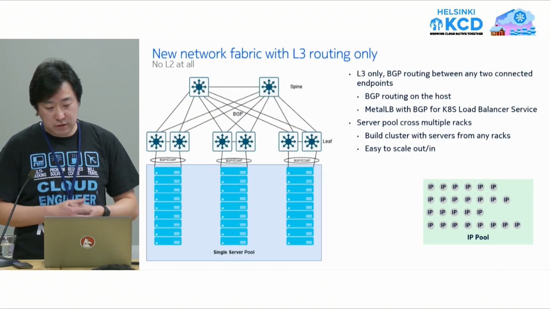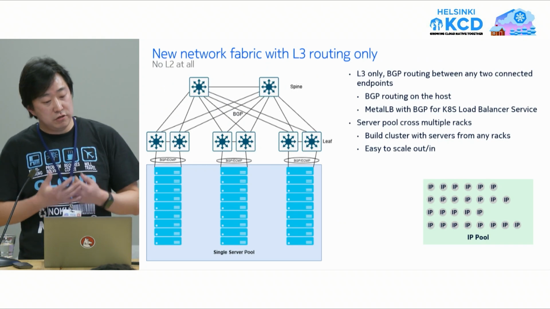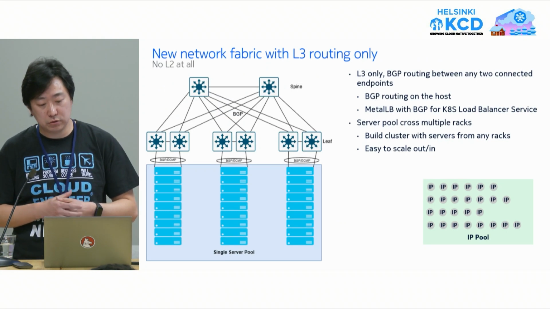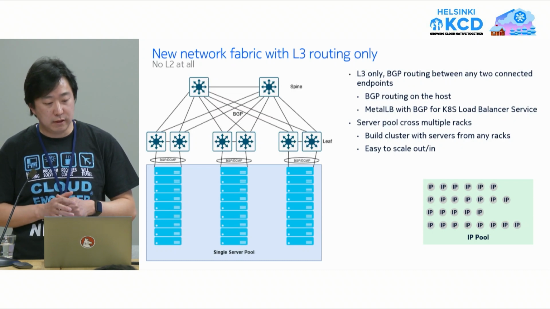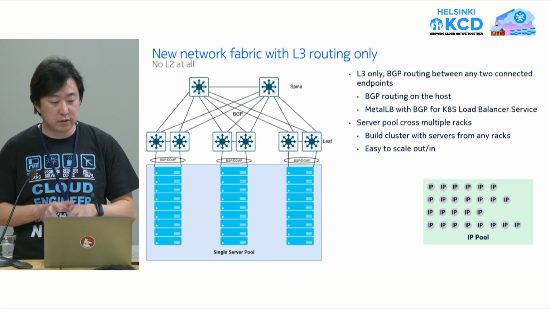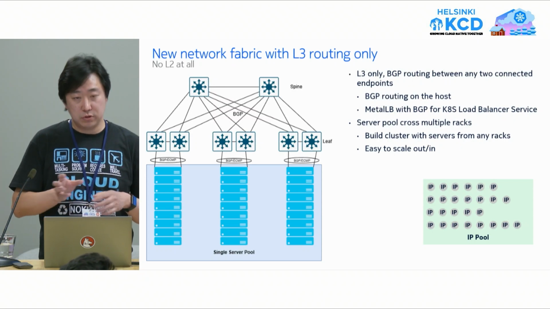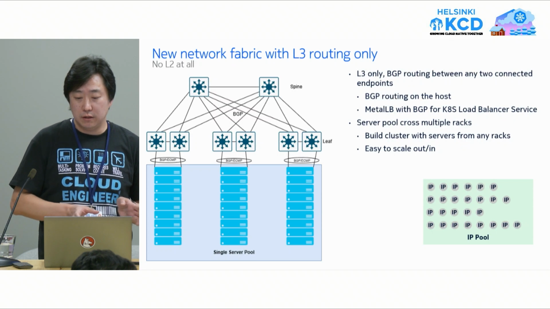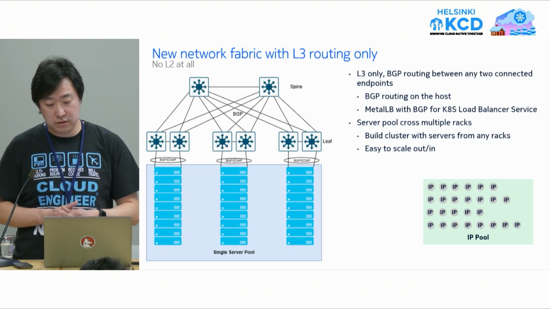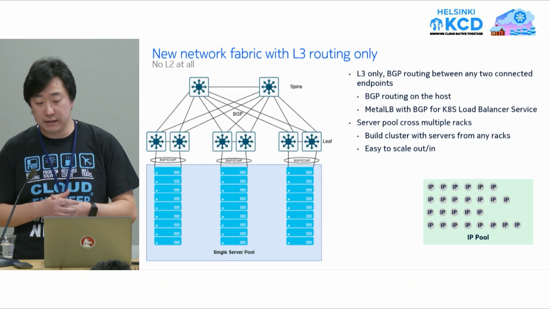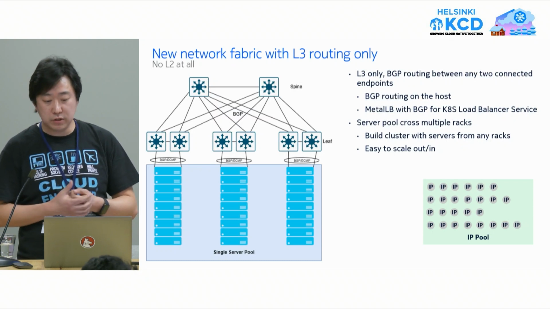So we built something new. There's a new fabric with layer 3 routing only. So we get rid of the layer 2 from any place. There's no layer 2 at all in any place. So all the connections between two components are end-to-end, point-to-point connections. BGP routing is running between any two connected endpoint. That requires us to run the BGP routing on the host.